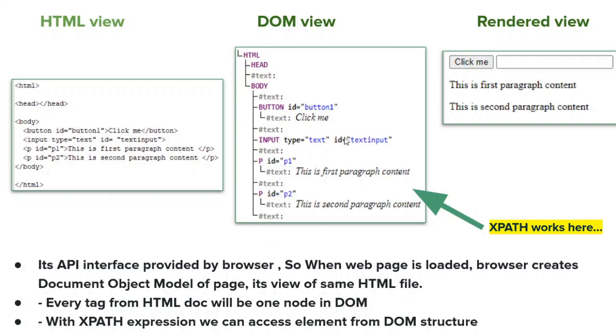So with an XPath expression, our XPath mainly works here. It does not directly work on HTML content. XPath always works on the DOM view. So that's about the document object model view of a page, and our XPath works on this.